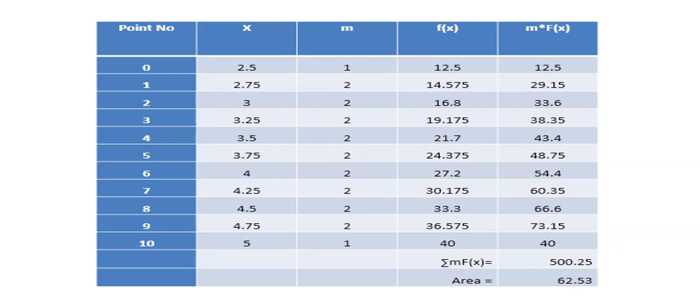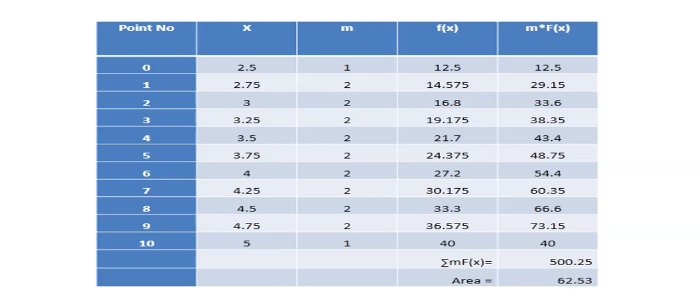If you remember, the equation is f of x0 plus f of xn plus 2 times f of xi. So 2 times this plus 2 times this plus 2 times this and so on. This whole thing multiplied by h by 2 gives us area under the curve. So that has been solved here.